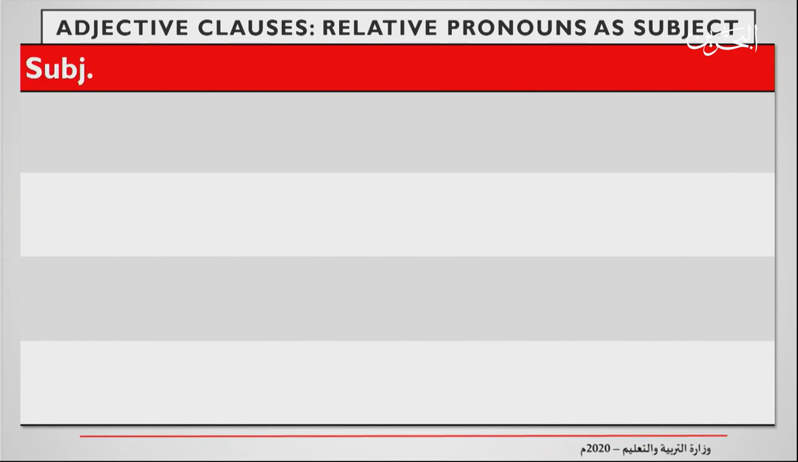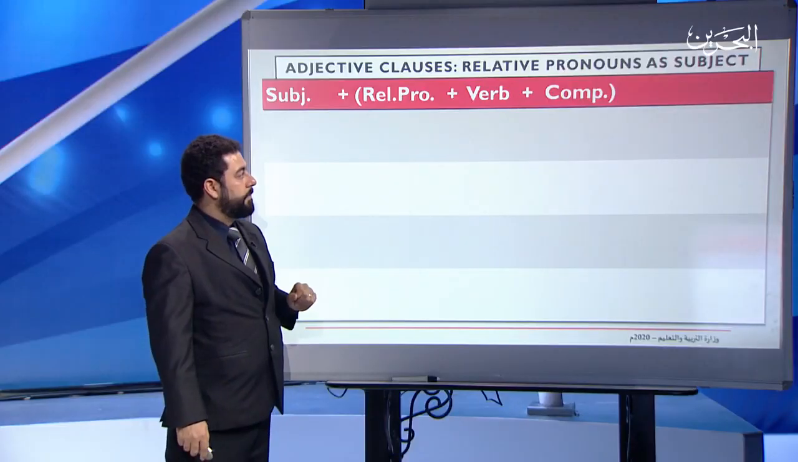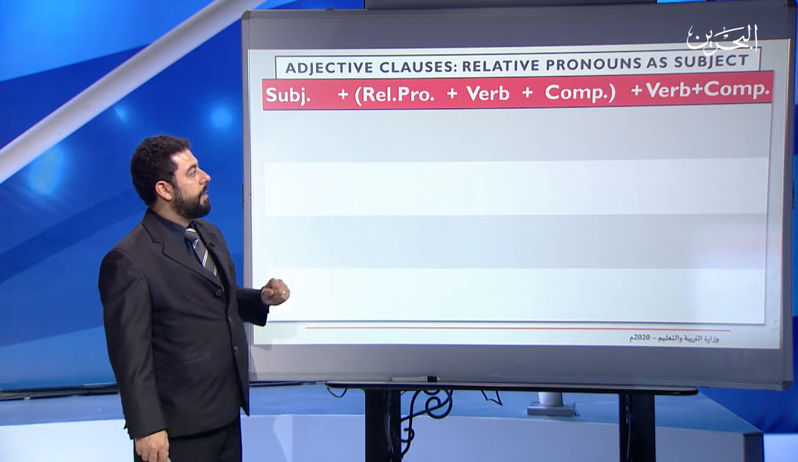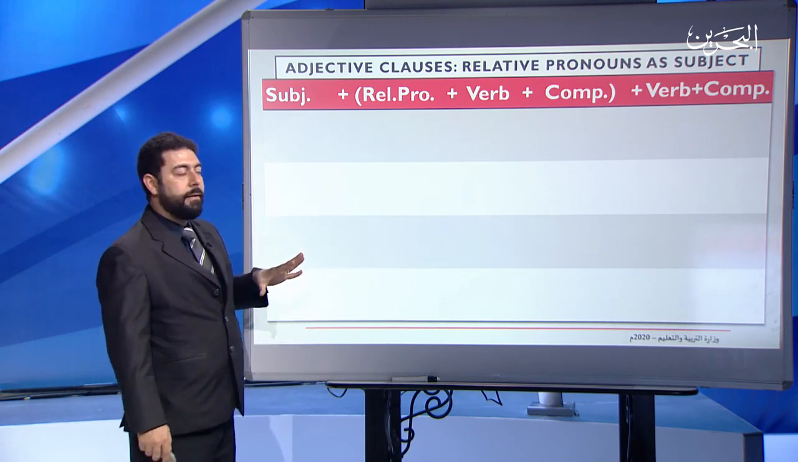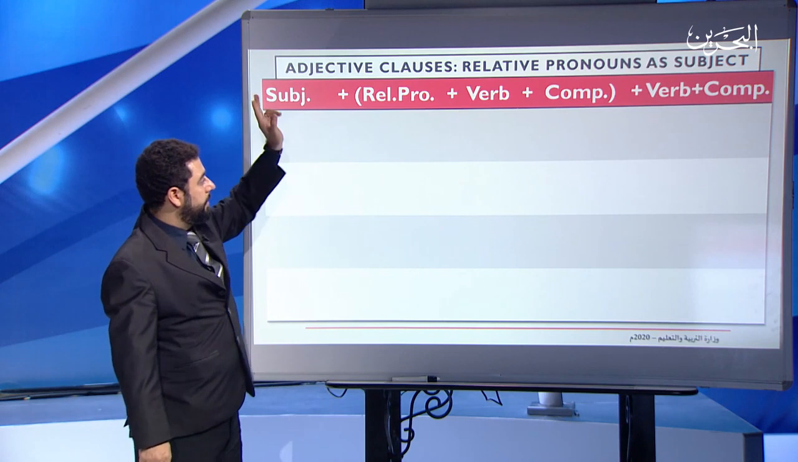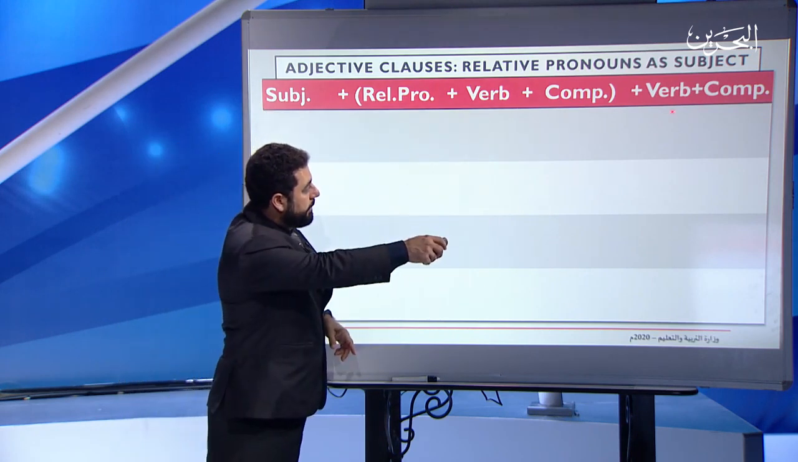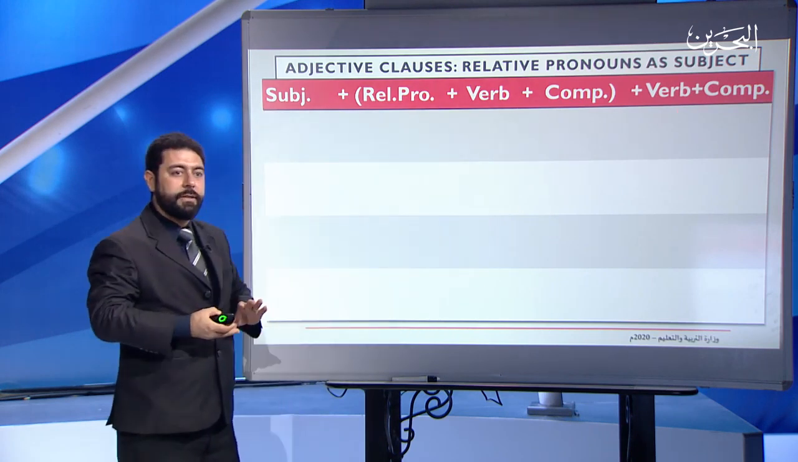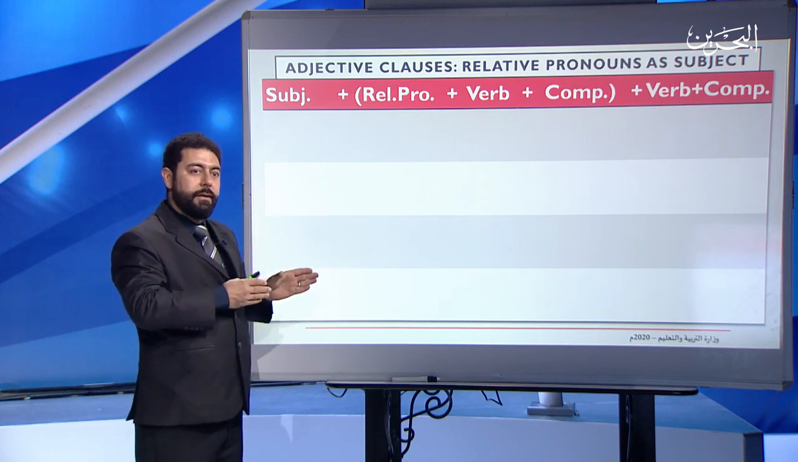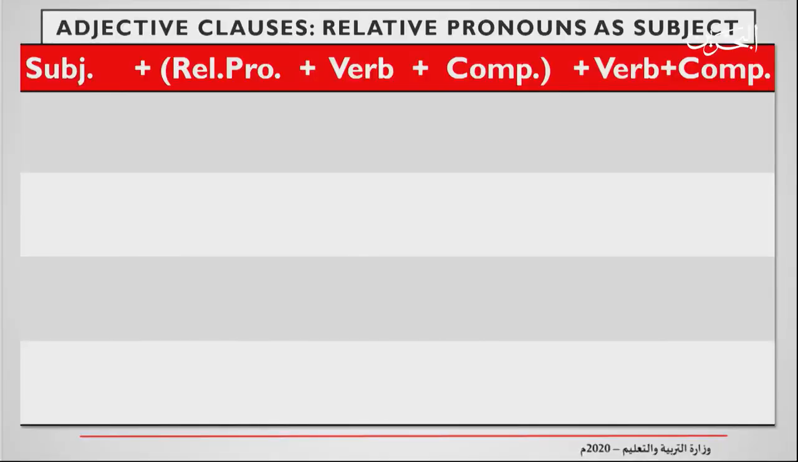Adjective clauses, relative pronouns as subject. Okay, this is how you build the sentence. You start with the subject plus a relative pronoun plus a verb plus a complement. As you see, the main sentence is subject, verb, plus the complement. This is the shortened version of the sentence. Now, if you add the relative clause, it should be this: relative pronoun, verb, plus the complement.